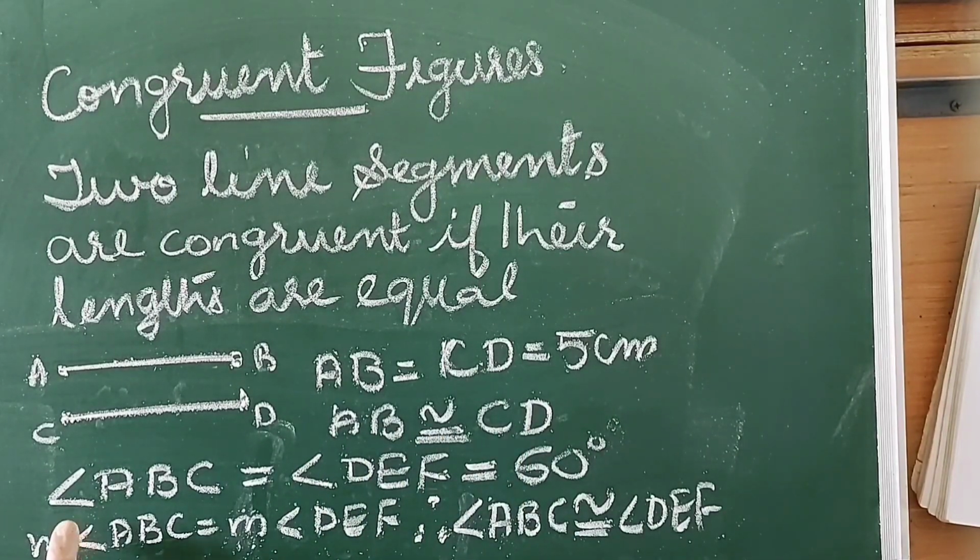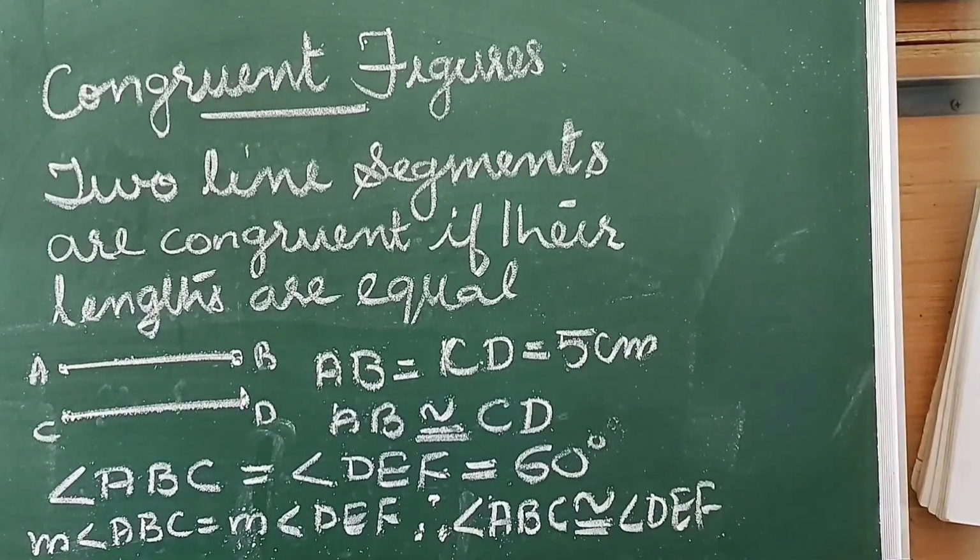Like that, angle ABC equal to angle DEF equal to 60 degrees. That is, measure of angle ABC equal to measure of angle DEF. Therefore, angle ABC congruent to angle DEF. That is, two angles are said to be congruent if their measures are equal.